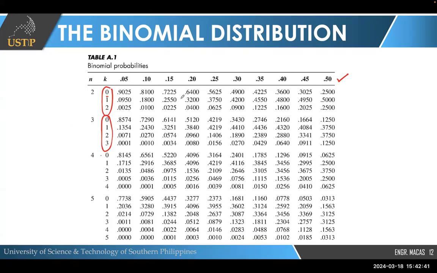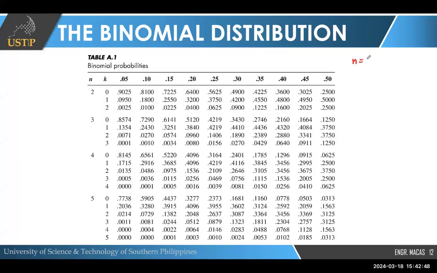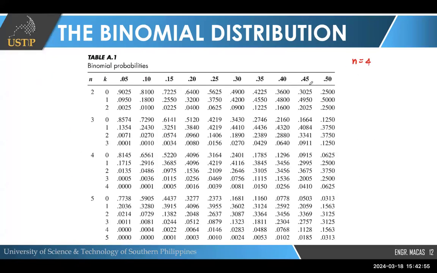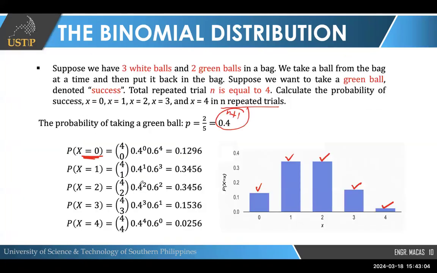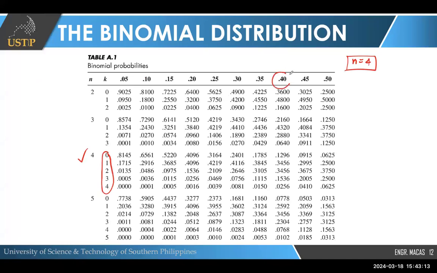Okay? 0.05, 0.1. And in this specific example, class, we have n is equal to 4. Okay, you can now see in the table what we solved. You have x is equal to 4. Once you have identified 4, you look at this row. So this matches what we solved, 5 probabilities. And then, what is the probability of getting a green ball? It is 0.4. So here you can see 0.4.